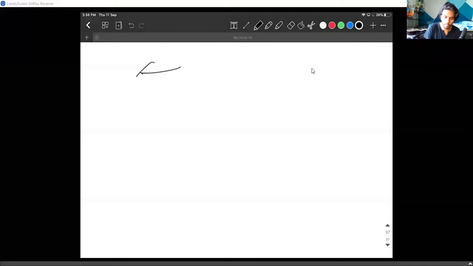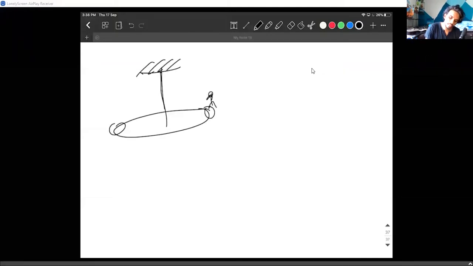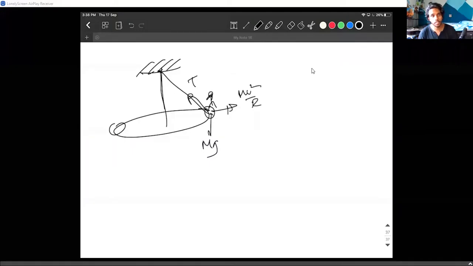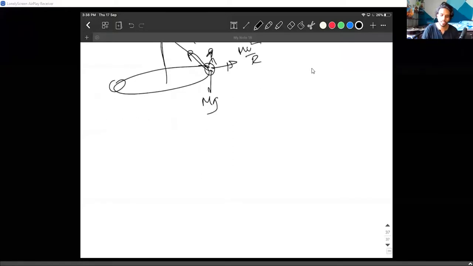Like you have a conical pendulum. Remember that? In conical pendulum, try to go into the frame of reference, write all the forces. Mg is there, tension is there, and the pseudo force is also there since you are in the frame of reference. Balance all the forces. There is no acceleration at all. Okay, there is no acceleration at all. Simply balance all the forces.